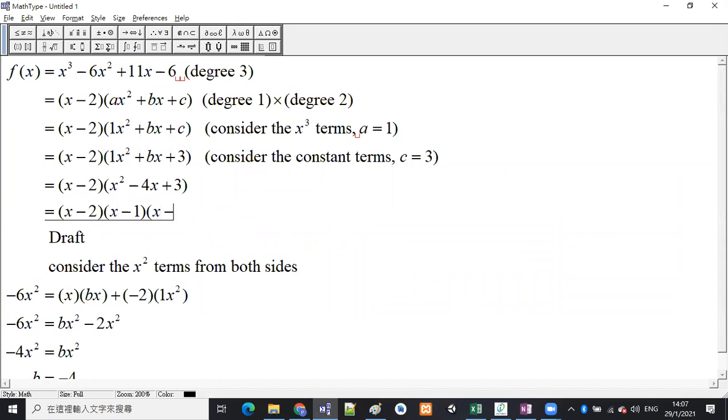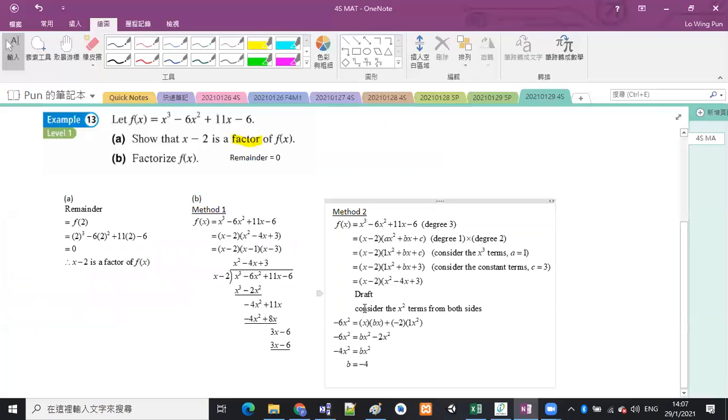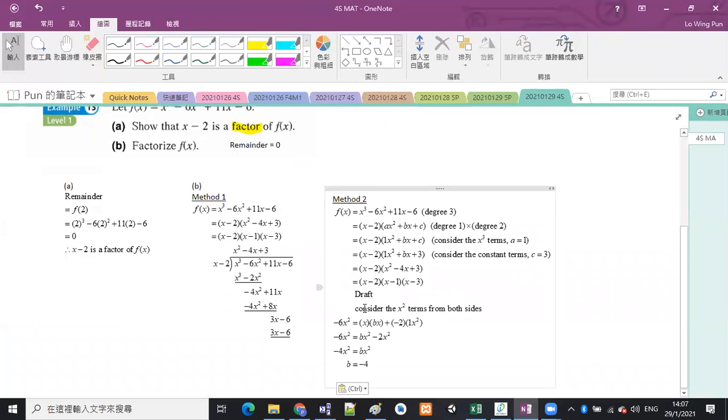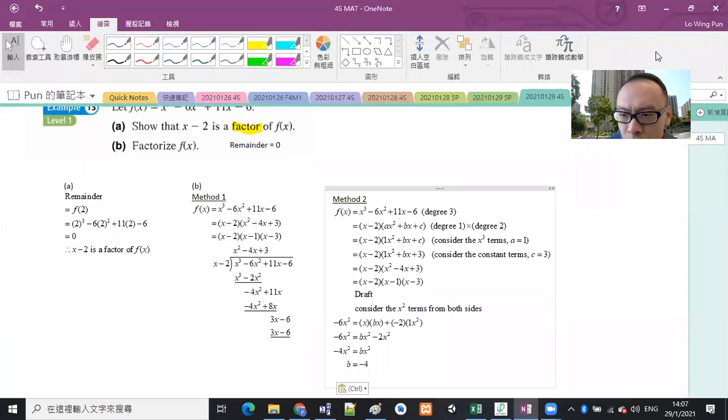2 times x minus 1 times x minus 3，咁樣先至係最後嘅答案嚟嘅。Okay. Okay, so at this time, I would like you to give me a response. If you understand method 2 or method 1, okay, any one of the method, please give me a like or a clap.